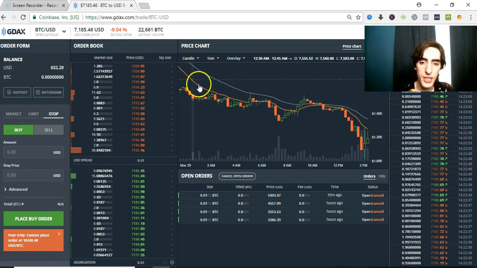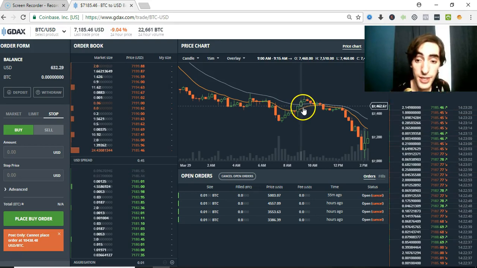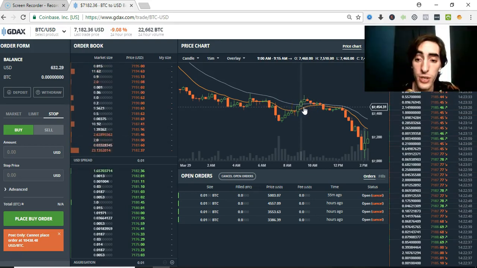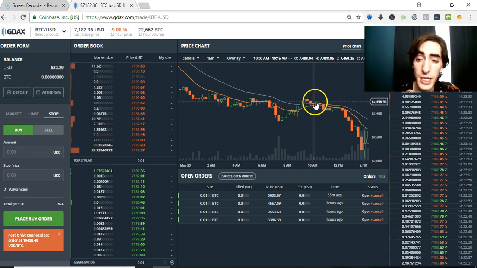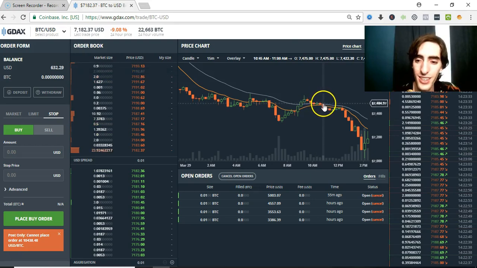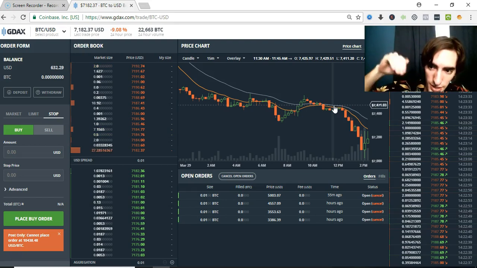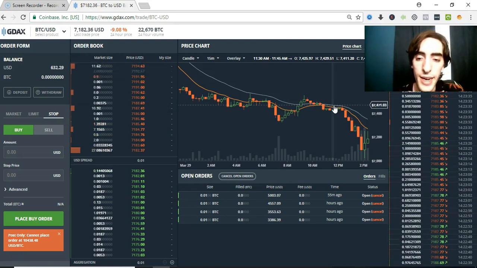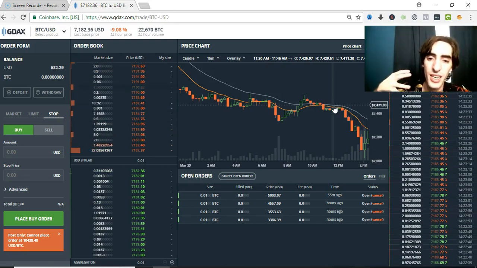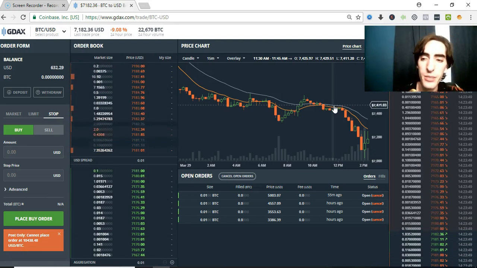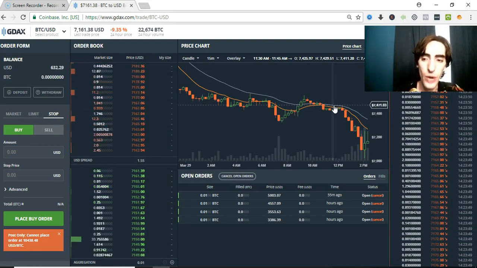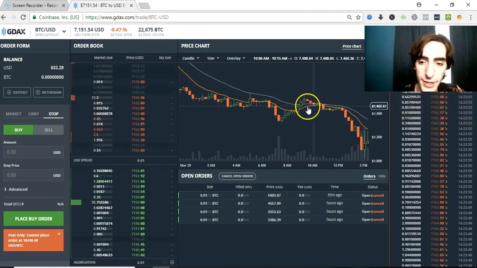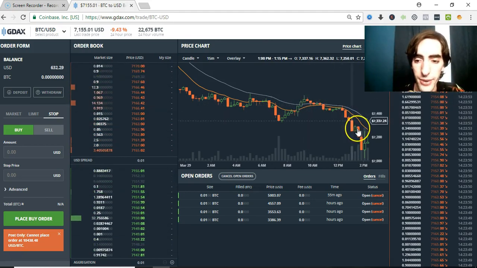And then as you can see like this, it's down and it tries to cross. See how this red or orange line tries to cross up above that gray, but it doesn't. It doesn't. So it means that the market is in a bearish market. It can't cross. If you think of Bitcoin like an animal, it's drowning. It can't get above water, so it's going down.